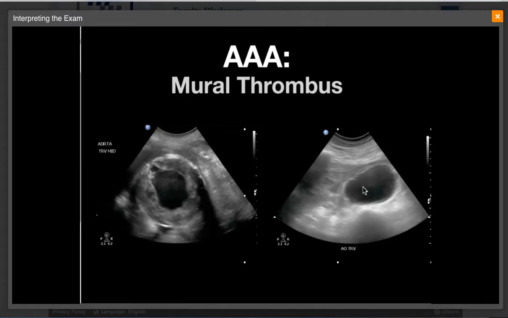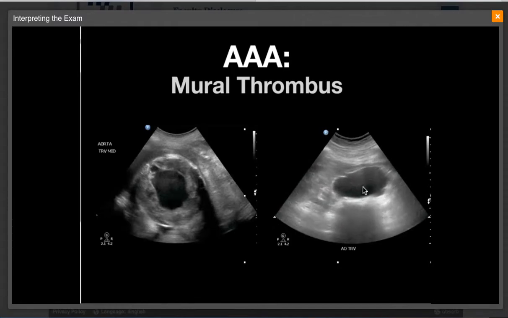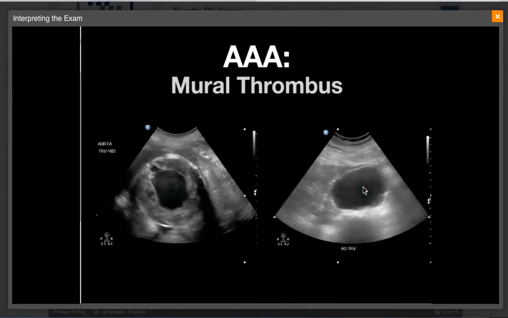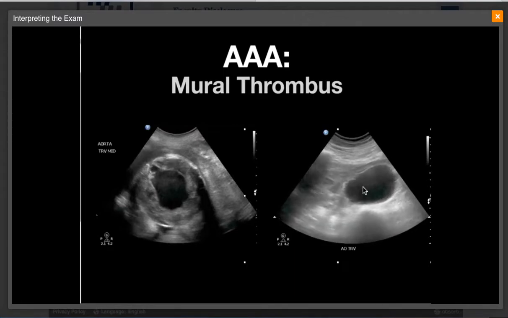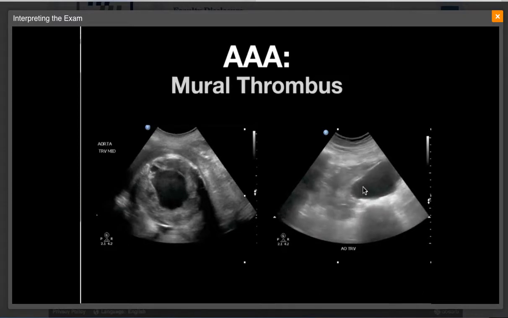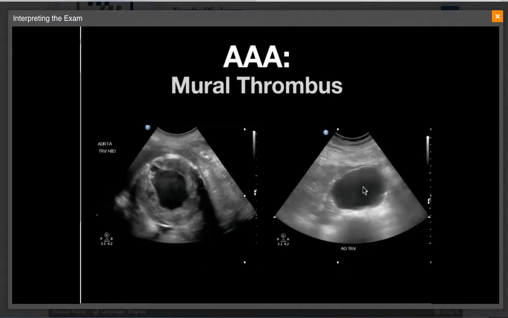Some have suggested that mural thrombus may provide a cushioning effect and decrease risk of rupture, while others have suggested that the site of aortic rupture occurs in 80% of cases where thrombus is present. So the bottom line is there's no definitive answer for this.